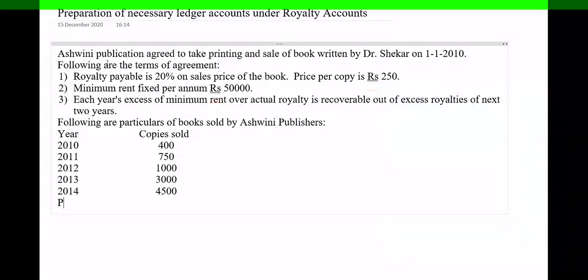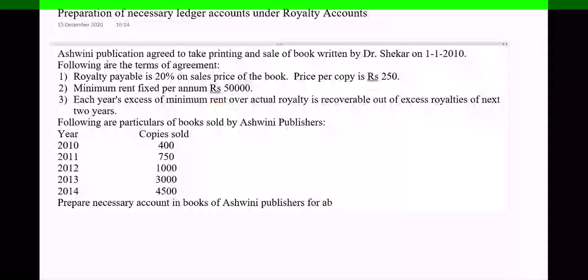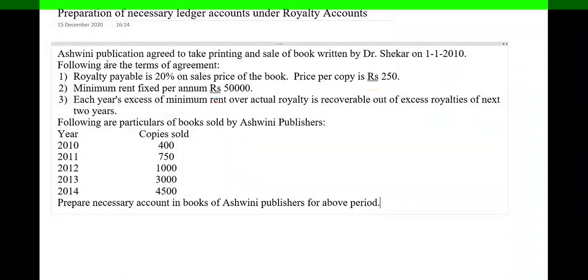Prepare necessary accounts in books of Ashwini Publishers for above period, assuming accounts are closed on 31st December every year.